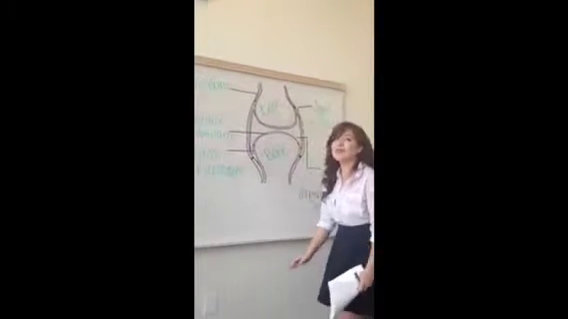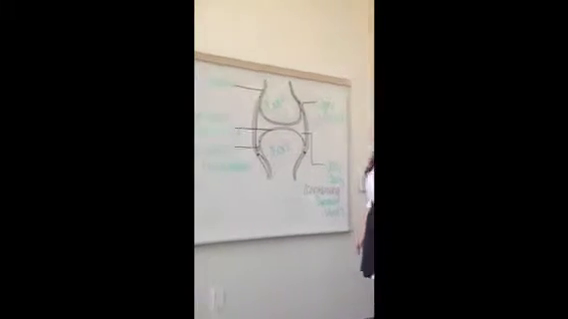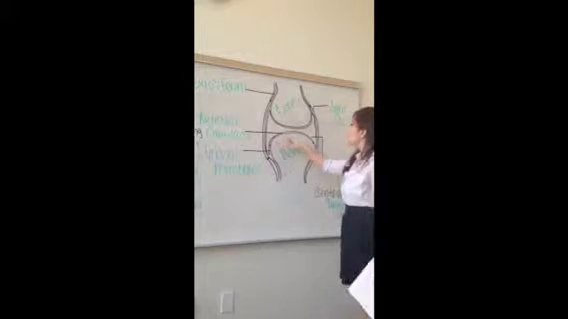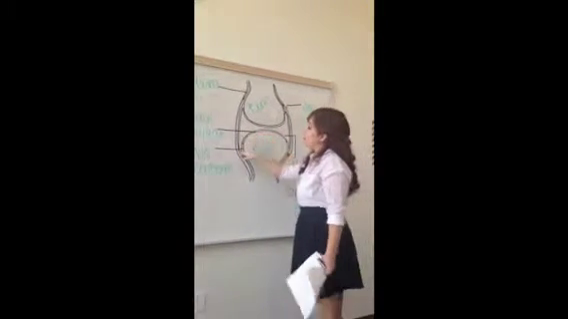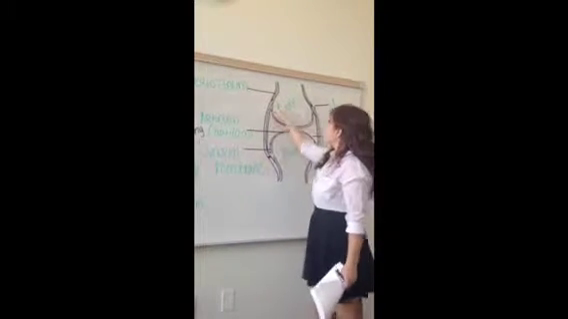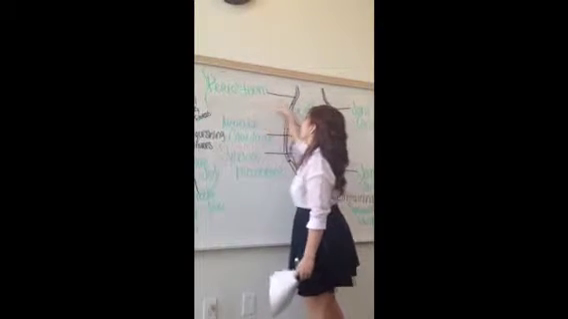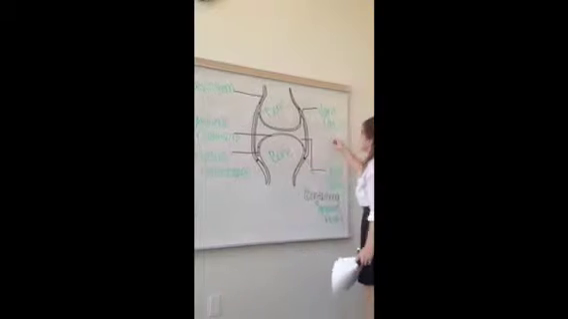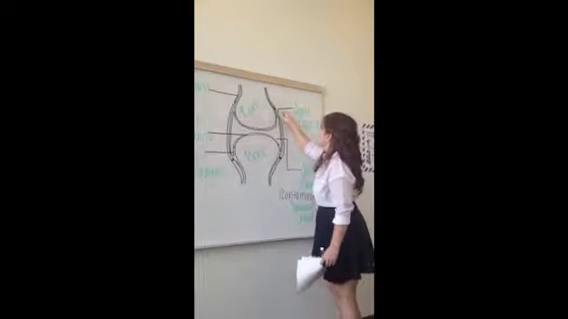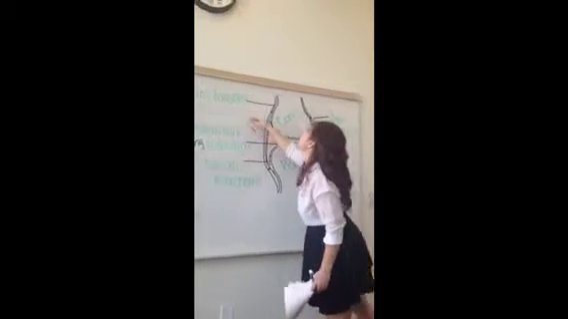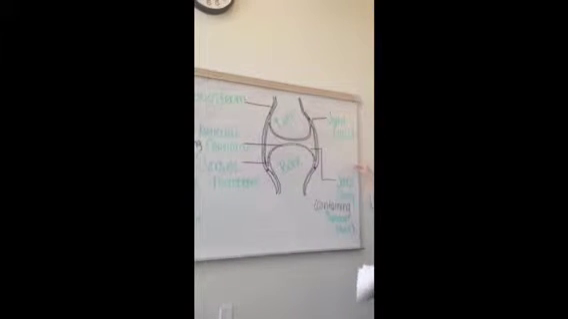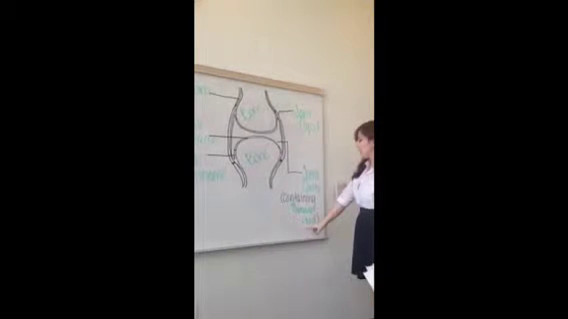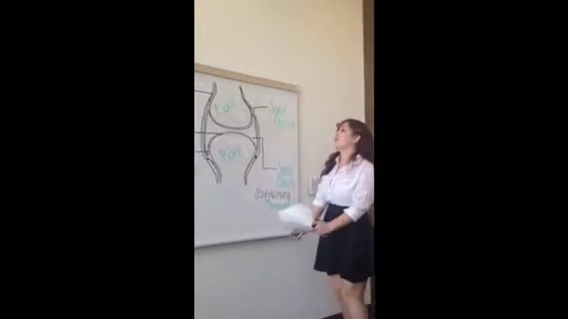Next part is the distinguishing features of synovial joints. Here are the bones. Here's your articular cartilage, which is connected to the synovial membrane. Here's the periosteum, which is on the outside of the articular cartilage and the synovial membrane. The joint capsule is connected to the periosteum. The inside, this whole area, is a joint cavity, which contains synovial fluid.